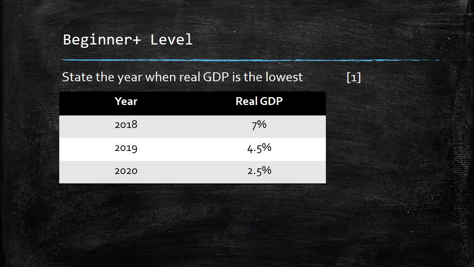Alright, next question. State the year. I just need you to state the year, don't need to explain anything. Just state the year when real GDP is the lowest. Pause. Once you're ready, come back.